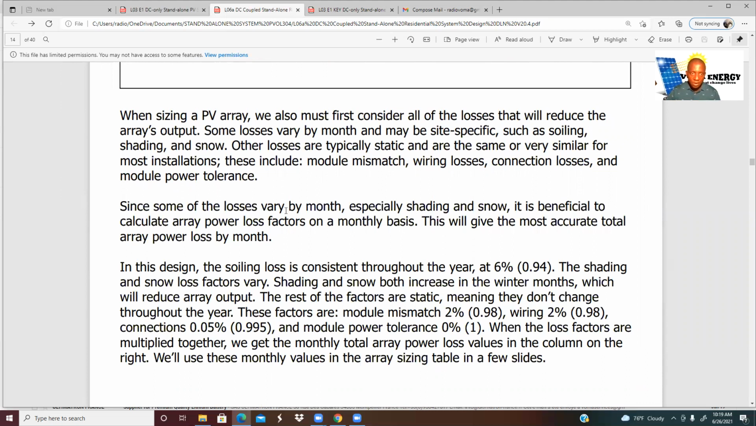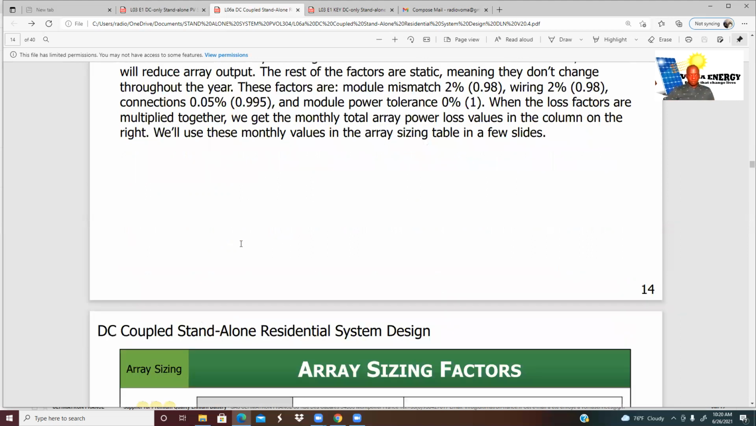When sizing a PV array, we also must consider all of the losses that will reduce the array output. Some losses vary by month and may be site-specific, such as soiling, shading, and snow. Other losses are typically static and are the same or very similar for most installations. These include module mismatch, wiring losses, connection losses, and module power tolerance. You can read these yourself in there.